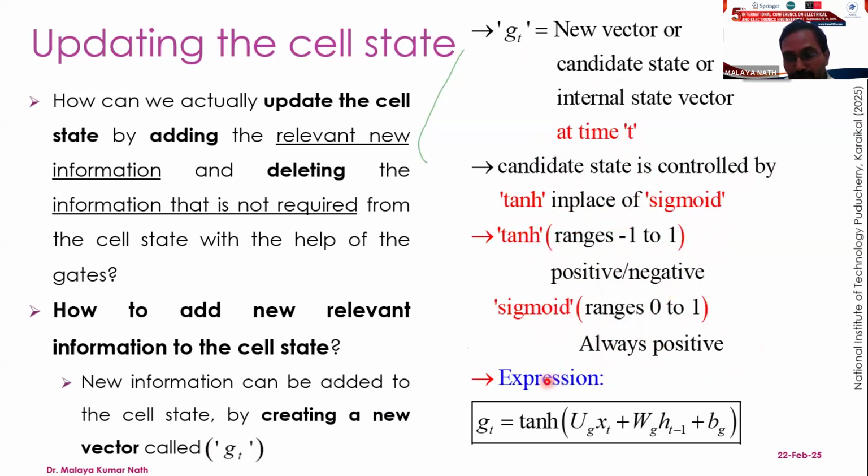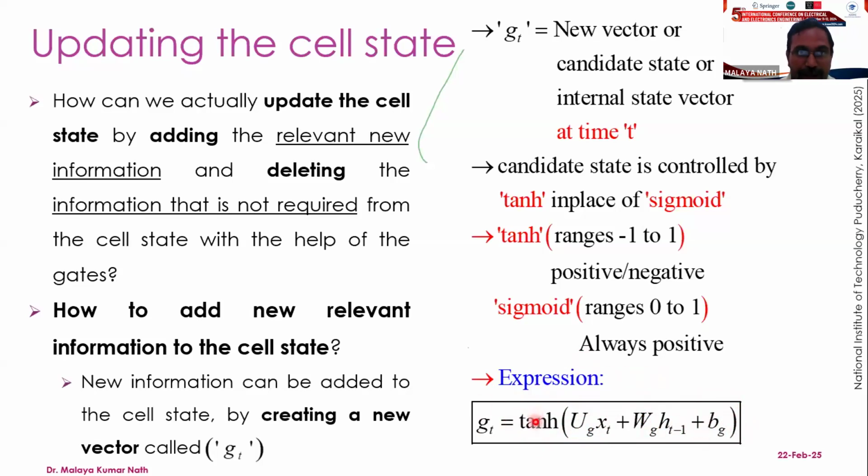So if we look into the expression of the GT, it is a similar representation to that of the forget gate, the input gate, or the output gate. In place of sigmoid, there is a tan h here. So now, what is U? U is nothing but the weight associated with the input to the hidden. So G is representing the candidate state or the internal state. So UG into XT plus WG into H of T minus 1, multiplied with H of T minus 1, plus BG, that is the bias associated with the candidate gate.